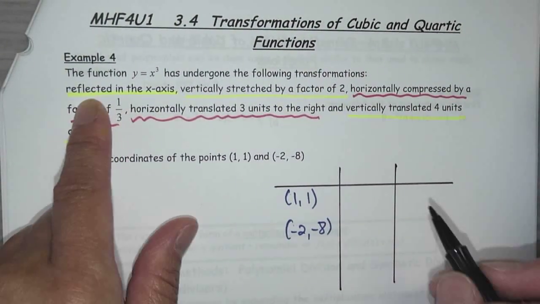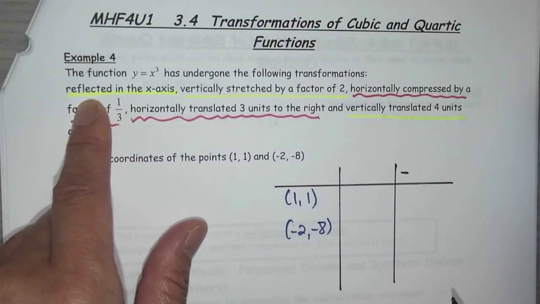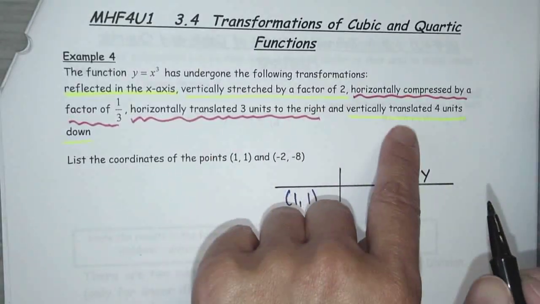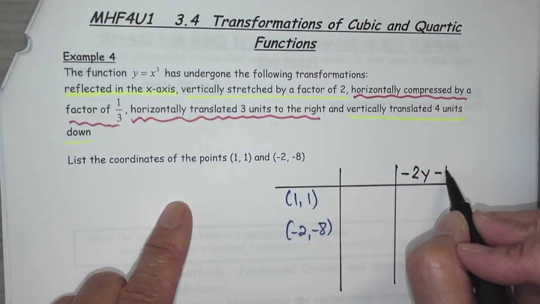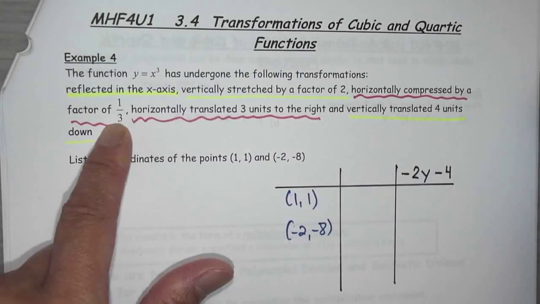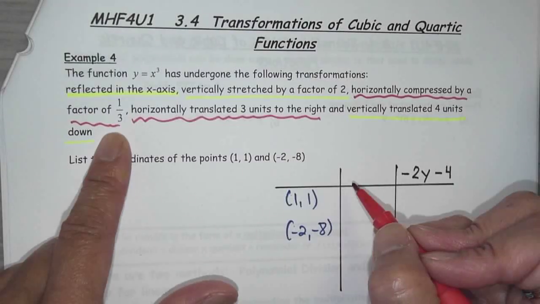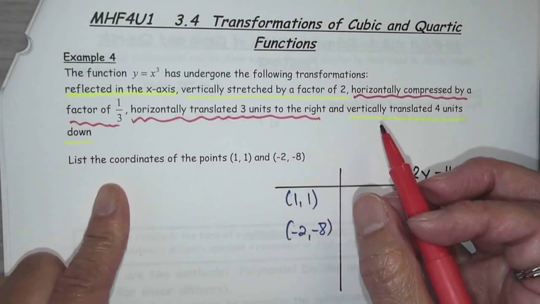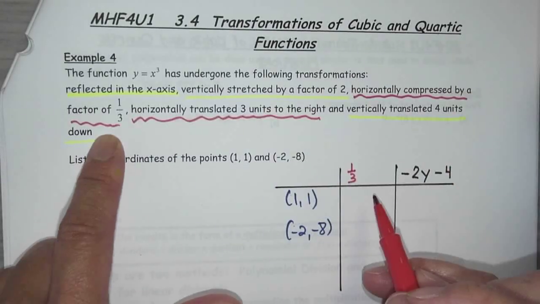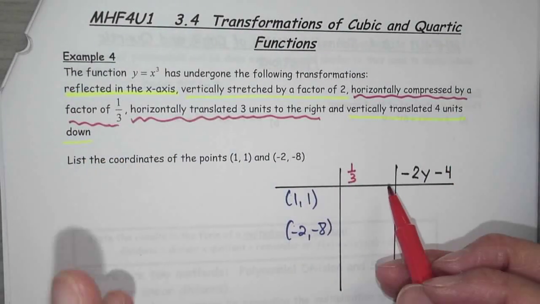So reflected in the x-axis, so I'll go negative. Stretched by a factor of 2, -2y, and 4 units down, so -4. For my horizontal, compressed by a factor of 1/3. So what do I put in front of here? 1/3. Remember, the words are the words that are happening. Don't flip it, right? No reflection on that one.